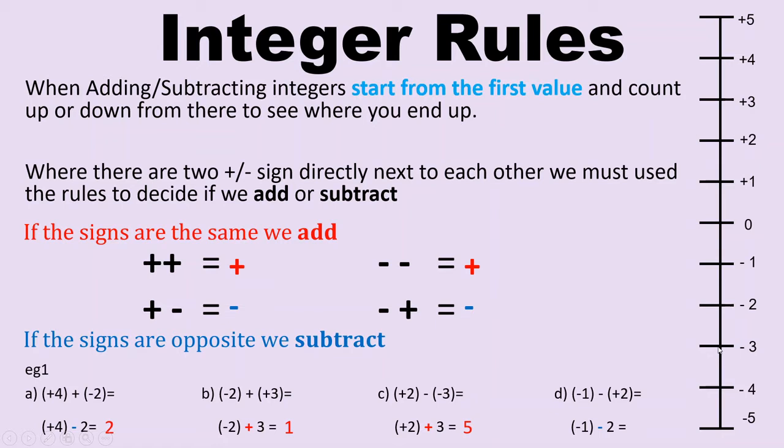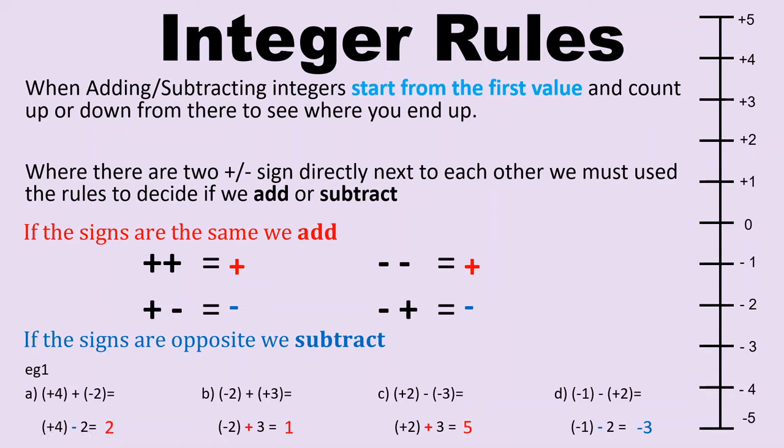My value is getting more negative. That takes me down to negative 3. Now, hopefully that's fairly straightforward, but you will want to copy down your integer rules here. And I would recommend copying these sentences as well. If the signs are the same, we add. If the signs are opposite, we subtract.